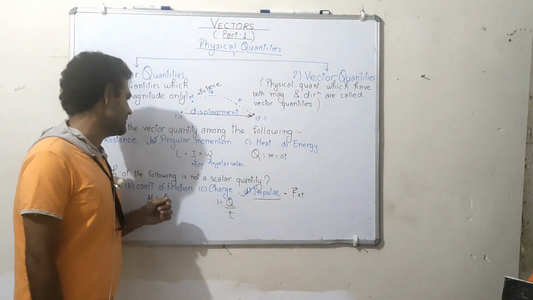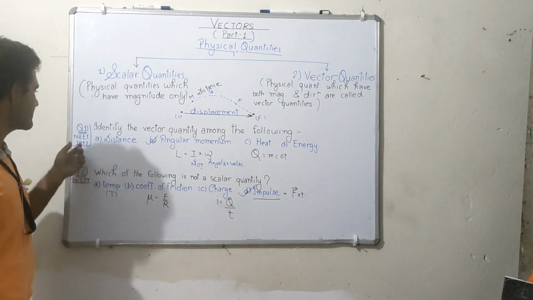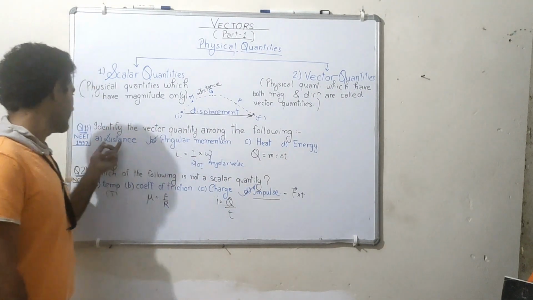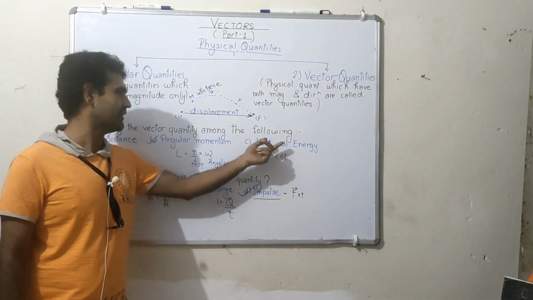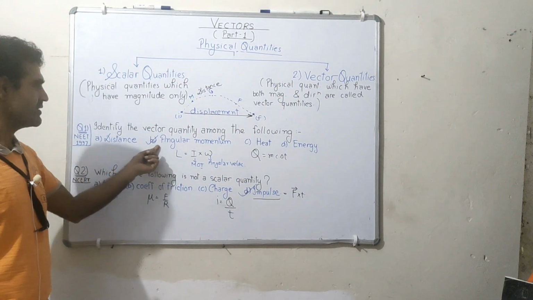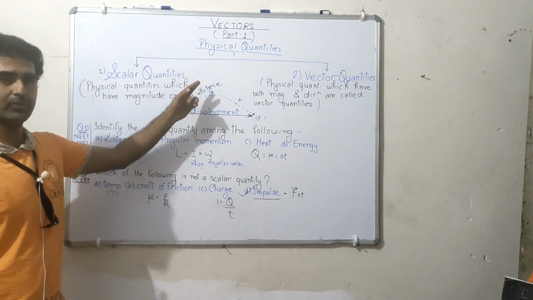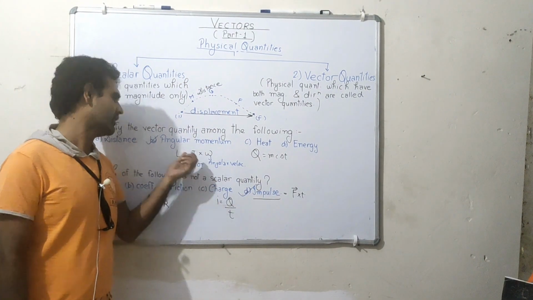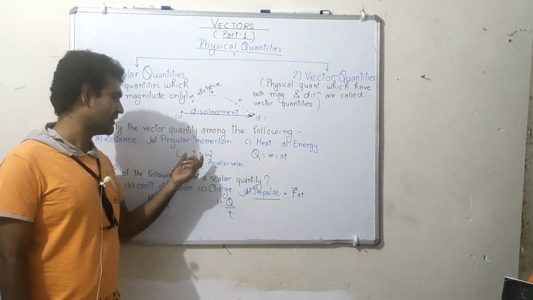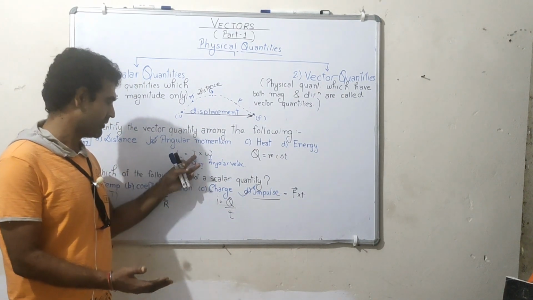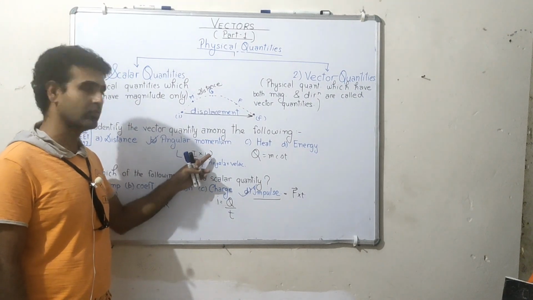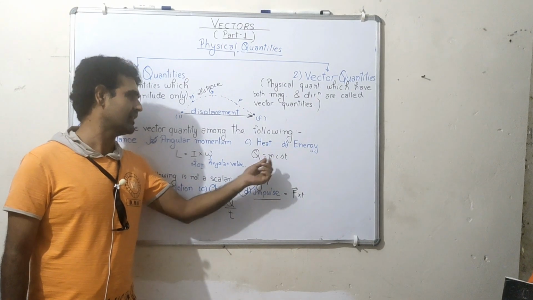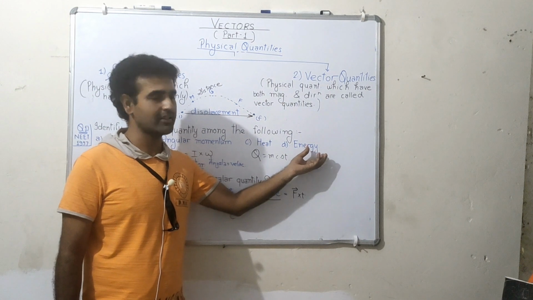Let us take some examples. This question came in NEET 1997. Identify the vector quantity among the following: A. Distance, B. Angular momentum, C. Heat, D. Energy. Here the answer option is angular momentum, because distance, as I have already told you, is a scalar quantity, but angular momentum is L equals I cross omega. So this is a vector quantity which has a direction, perpendicular to the plane having I and omega. Heat is given by mc delta t. This is a scalar quantity. Energy is a scalar quantity.